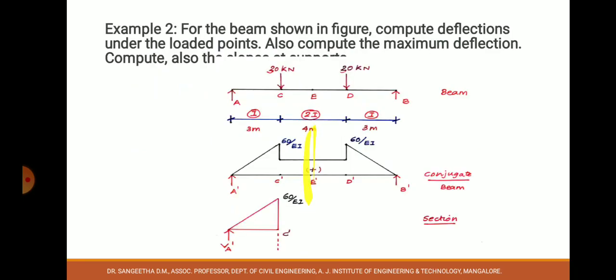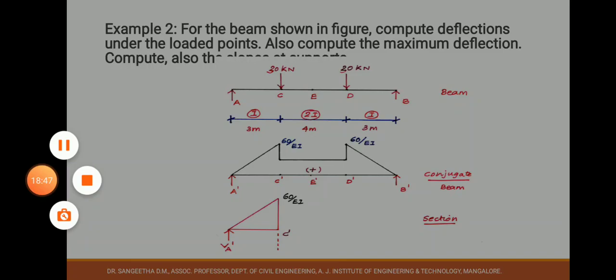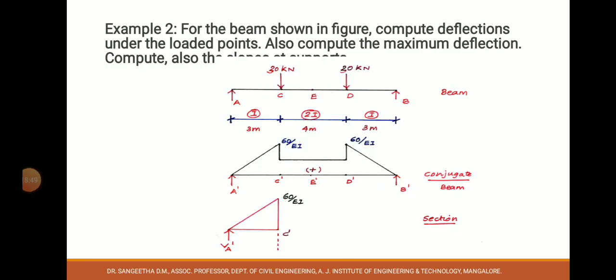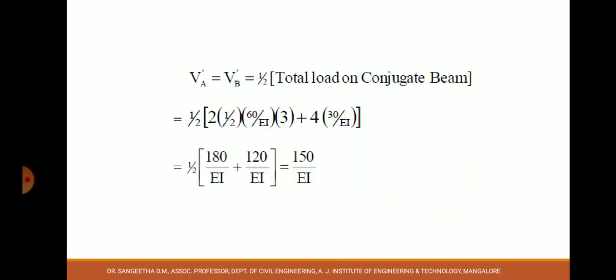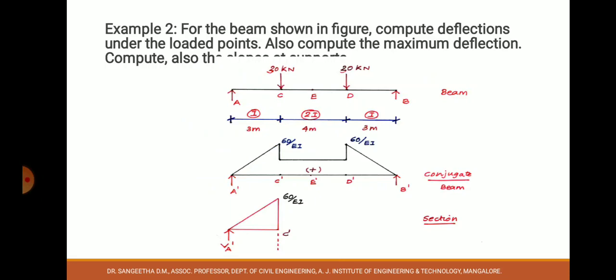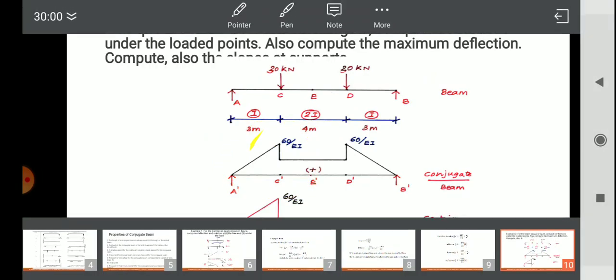So here you can draw a section. When you draw a section at E dash, either you can consider the left hand side or the right hand side portion. If we consider the left hand side portion, VA dash is 150 by EI, 3 plus 2, 5.